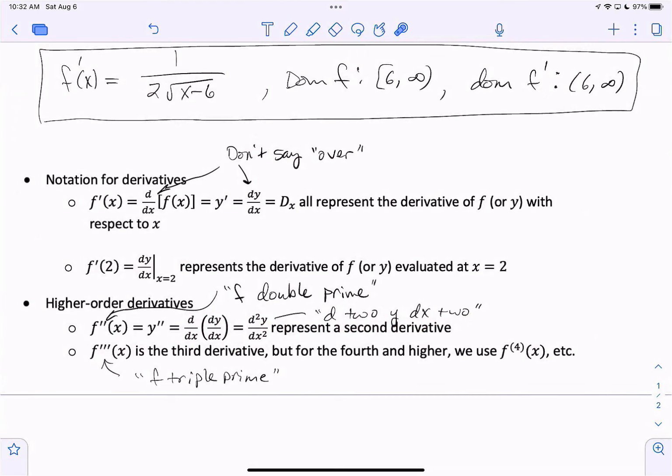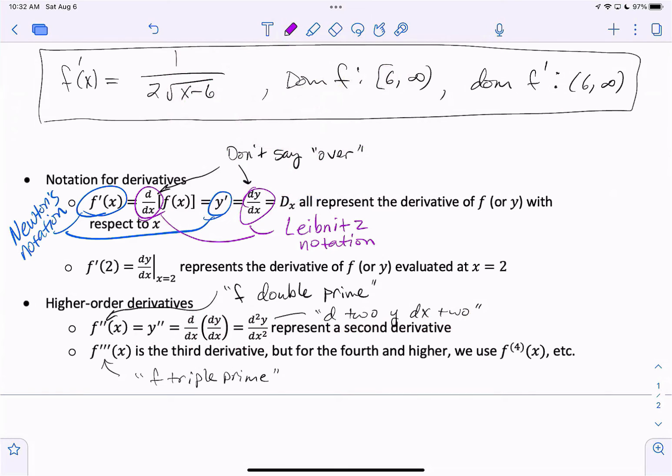And I just realized there's something I want to tell you. The f prime of x and the y prime, these are both what's referred to as Newton's notation. Newton was one of the people who came up with calculus, and that's how he wrote things like this down. And then there was another guy, Gottfried Leibniz. The dy/dx stuff, that's how Leibniz wrote stuff down. So the primes are due to Newton, and dy/dx is due to Leibniz, who was another guy who came up with calculus. So the Leibniz notation for a third derivative would be d³y/dx³.